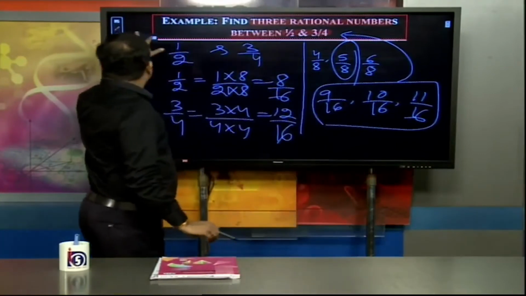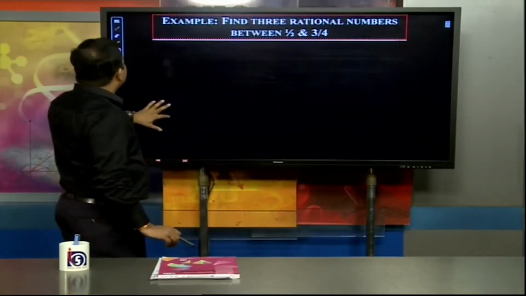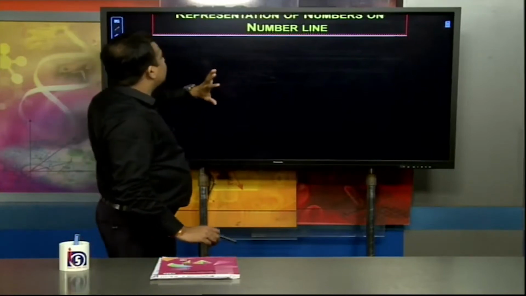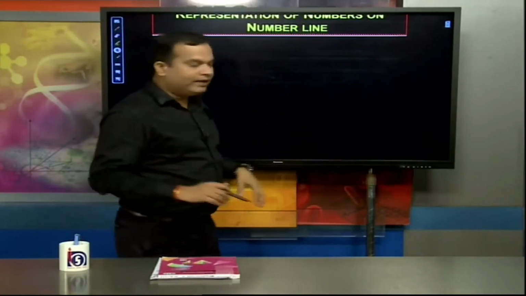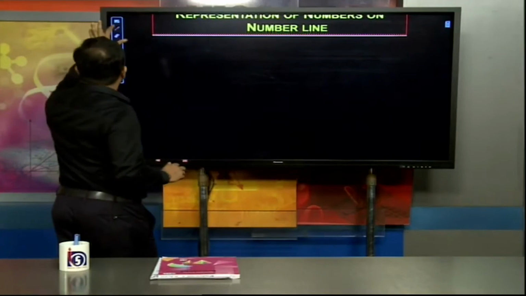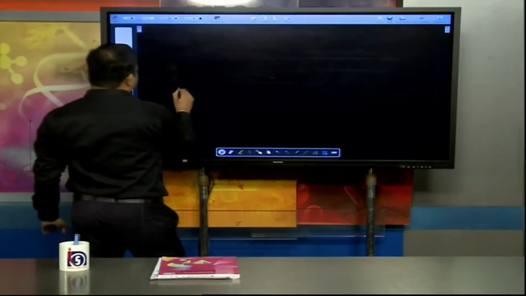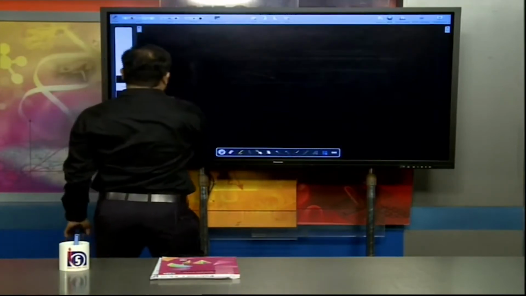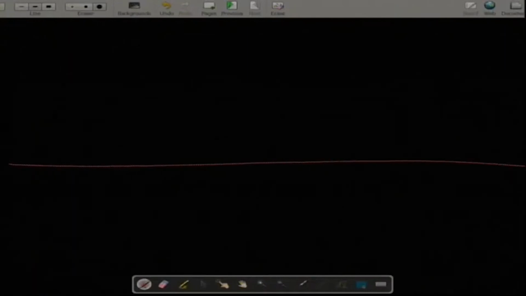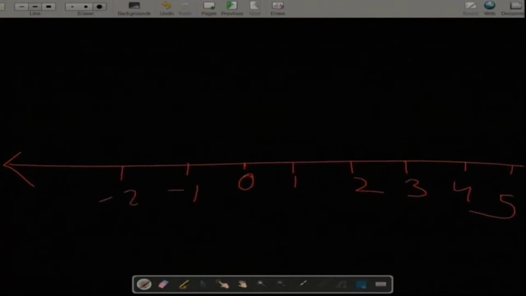Now, another concept that is involved is how to represent a number on the number line. Very important thing when talking about the number line: suppose this is the number line, this is 0, this is 1, this is 2, because the right-hand side is always positive, 3, 4, 5. This will be -1, -2, -3, -4 and -5.